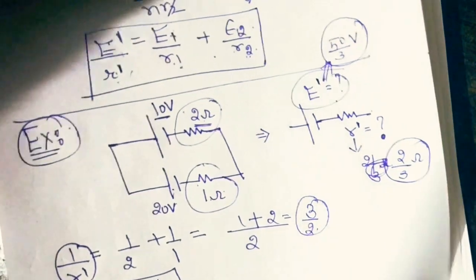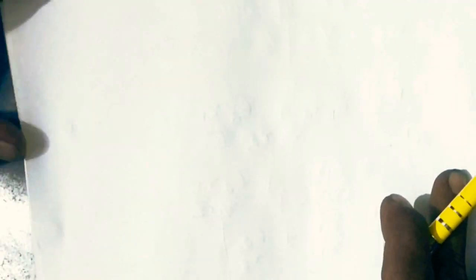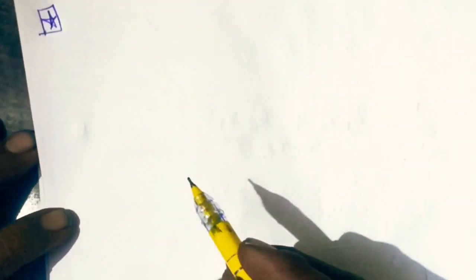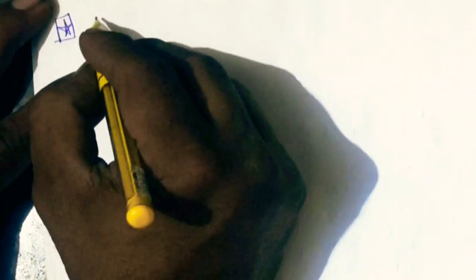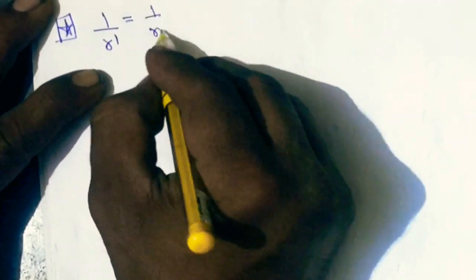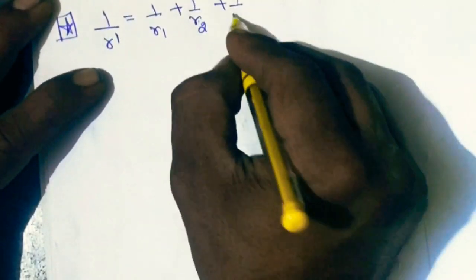Now let's solve one last example, and in this example I will take more than two cells so that you can get a better idea of this. Either you will get a better idea or you will be scared of this, but you don't need to prove it. You just need to remember the formula. If instead of two cells there are multiple cells, then how will we use the formula? First we'll find the internal resistance of the cells. To find the internal resistance of the cells in parallel, we all know that the formula goes like this.